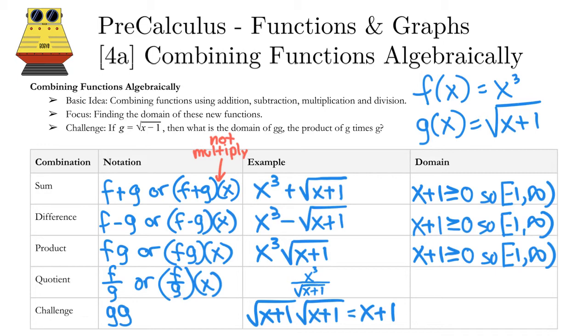But for the quotient, we have a different situation. Not only must x plus 1 be greater than or equal to 0, we can't let that denominator be equal to 0. When x is equal to -1, there's an issue. So we have x plus 1 must be greater than 0, not greater than or equal to. That means the domain is an open interval, -1, comma, infinity, exclusive of -1.